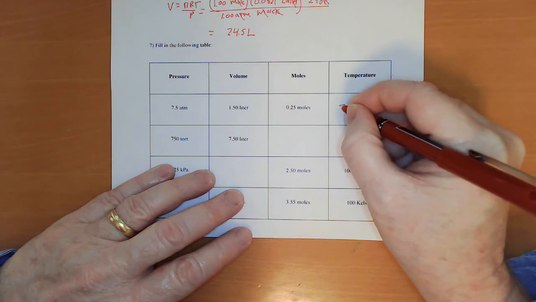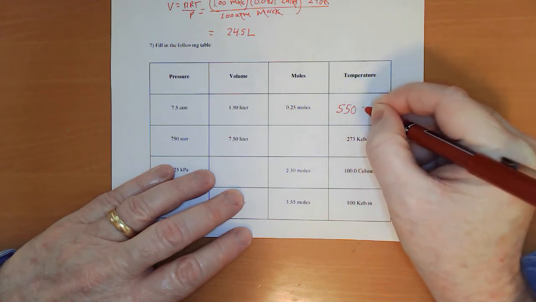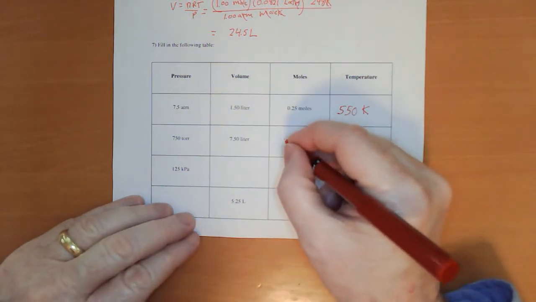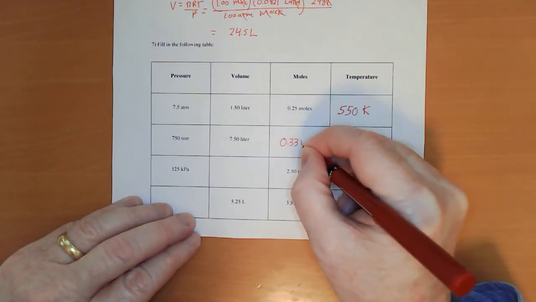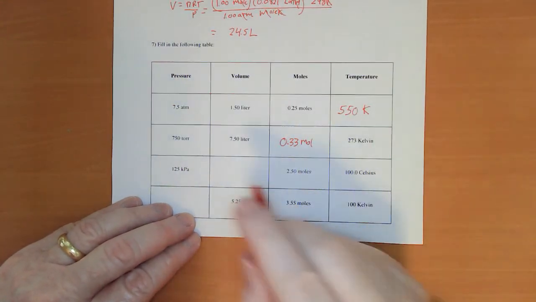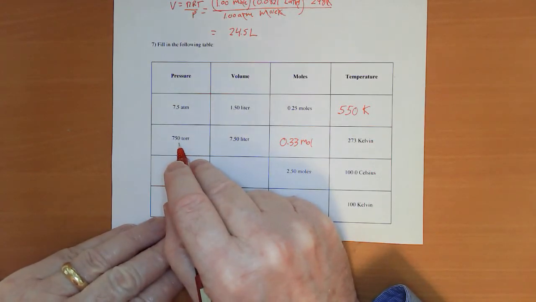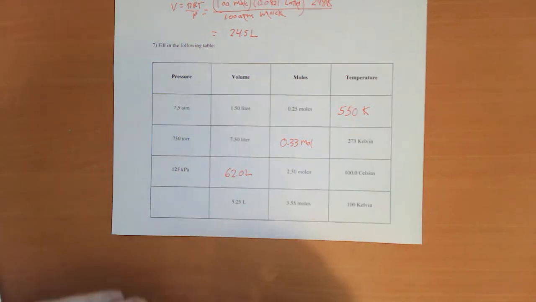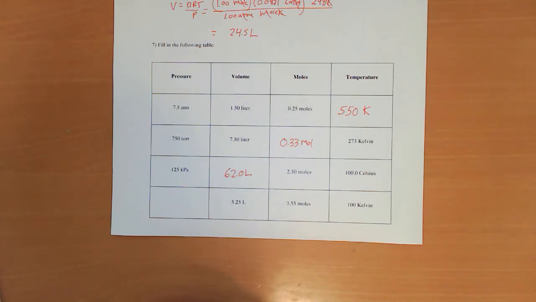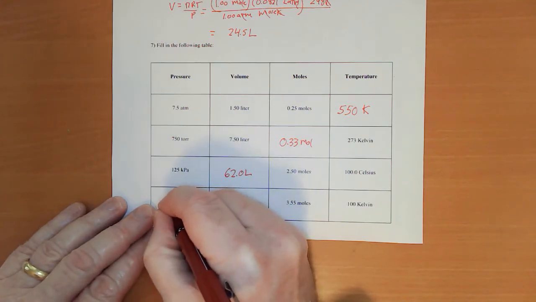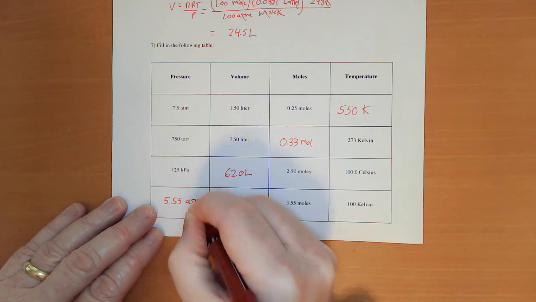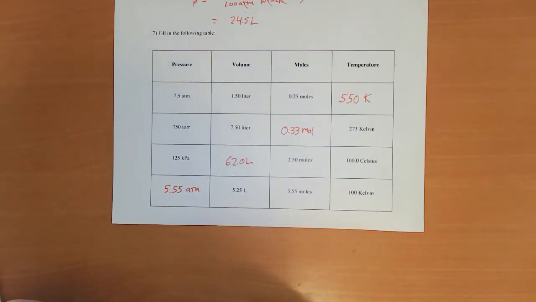Now, if you did it okay, 550 Kelvin, no decimal point, 2 sig figs, 0.33 moles, also 2 sig figs because there was no decimal point after the 0 here, 62.0 liters, and since I didn't specify what pressure unit to use, I, of course, am going to run home to atmospheres because it's very convenient and what we're all used to, and I got 5.55 atmospheres.